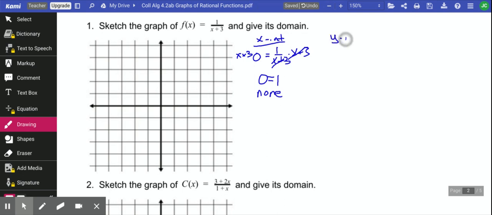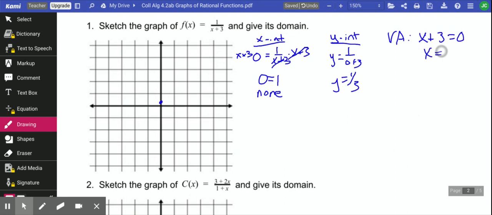All right, let's check out y-intercepts. We find y-intercepts by plugging in 0 for x. So our y-intercept is 1/3. So now we got that point. All right, now we're going to find vertical asymptotes. Remember, we find vertical asymptotes by setting the denominator equal to 0. We're going to solve that, and we get x equals -3. So I'm going to go ahead and put that vertical asymptote in.